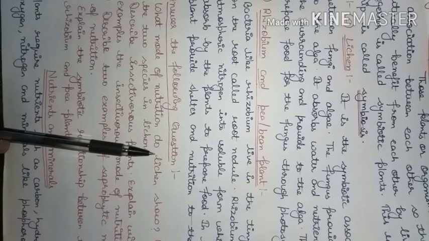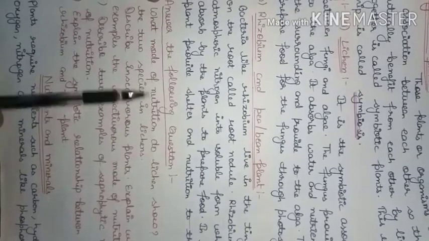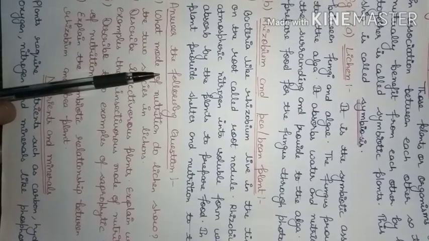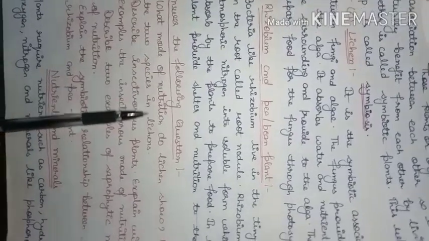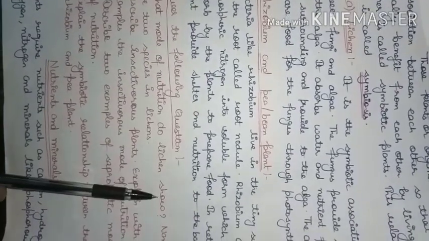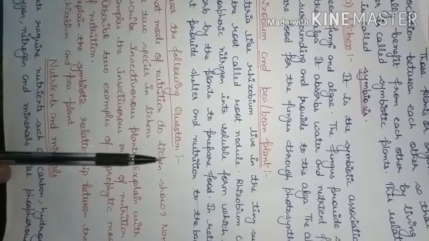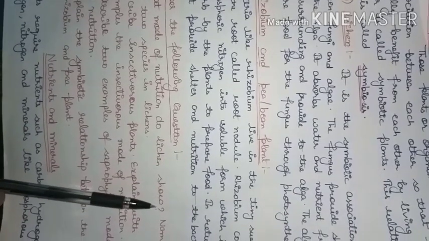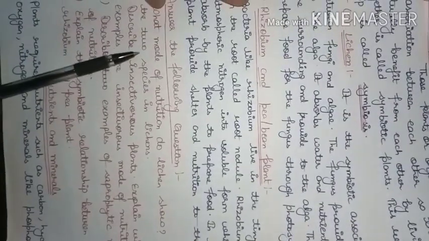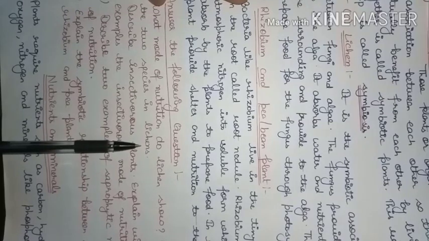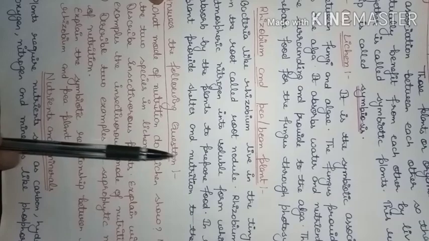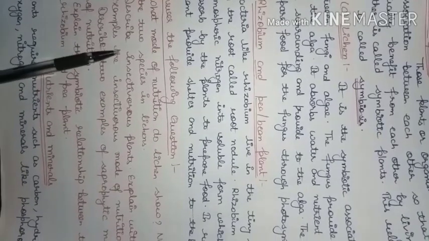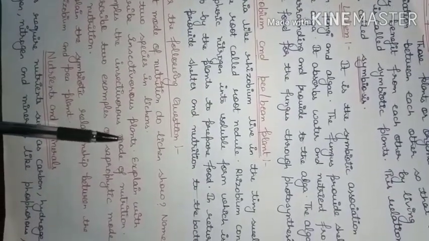Now answer some of the questions which we have already studied. On the basis of what we have studied, we have to answer the following questions. The very first question is, what mode of nutrition do lichens show? As we have studied, lichens show heterotrophic mode of nutrition. Name the two species in the lichen. Lichen consists of two species. One is fungi, another one is algae. Now next question is, describe insectivorous plant.